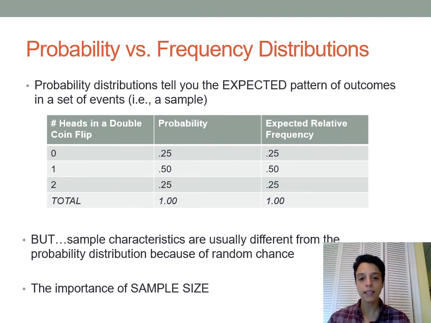And something else I'd like to highlight here is the importance of sample size. And specifically, the bigger your sample, the more likely it is that your outcomes are going to be close to your expectations. So if you were to do your double coin flip 10 times versus 50 times, it's likely that your proportions in your 50 coin flips are going to be closer to your expectations than your proportions out of your 10 coin flips.